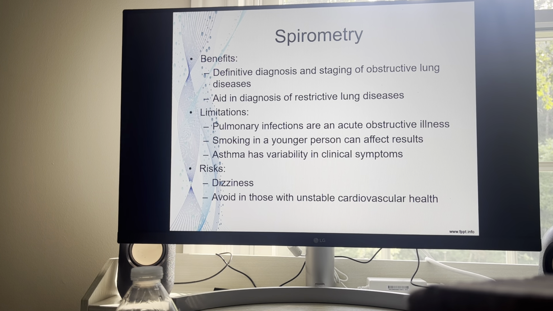Risks: dizziness. The patient is exhaling as hard as they can for as long as they can. It can make people dizzy, so it's done sitting. And because of that, there is an exertional component to spirometry. So if someone has unstable cardiovascular health, like they just had a heart attack, we don't want them to have another one while we're assessing their lung function. So let's wait a little bit on spirometry if they just had that heart attack.